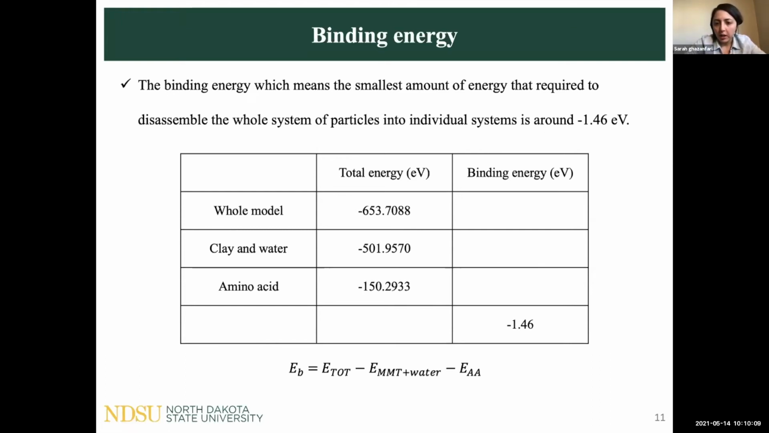I haven't found any result for the same system, I mean, for this special type of clay and this special type of amino acid. However, for different clay and amino acid systems, I saw that the binding energy is around minus 2 electron volt. So it shows at least we have the binding energy on the same scale.